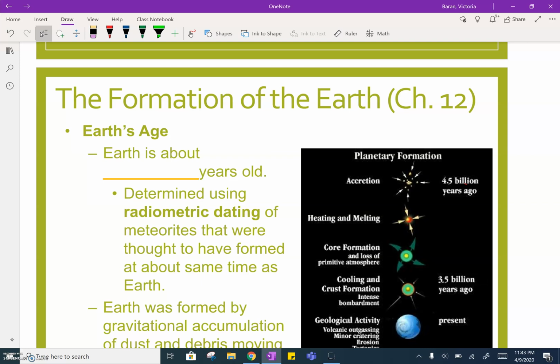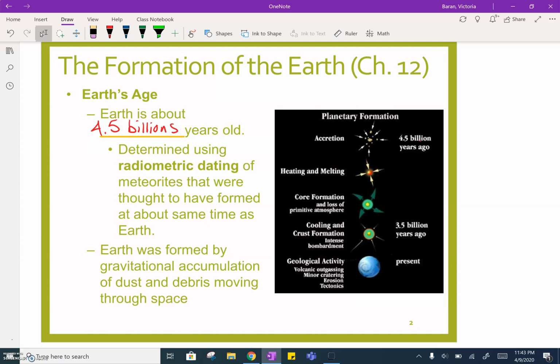So Earth is about 4.5 billion years old, and that's pretty old. And this was determined using a method called radiometric dating, which I'll talk a little bit more about later. It helps us to determine the age of usually rocks or fossils, and in this case, meteorites. So meteorites that were thought to have formed about the same time as the Earth. We determine the age of those, and then from there we're able to infer approximately the age of the Earth.